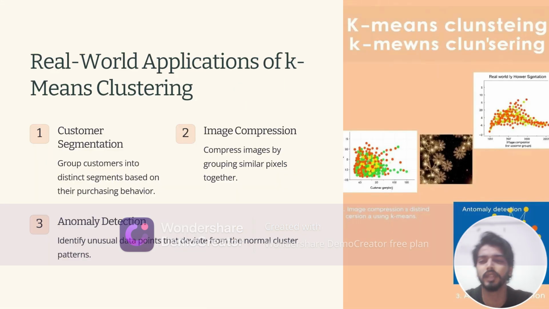Real-world applications of k-means clustering: customer segmentation, image compression, anomaly detection. Customer segmentation groups customers into distinct segments based on their purchasing behavior. Image compression compresses images by grouping similar pixels together. Anomaly detection identifies unusual data points that deviate from the normal cluster patterns.